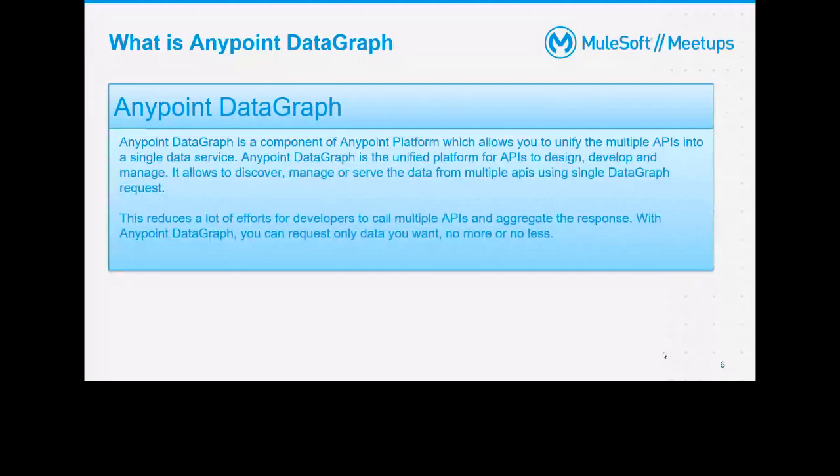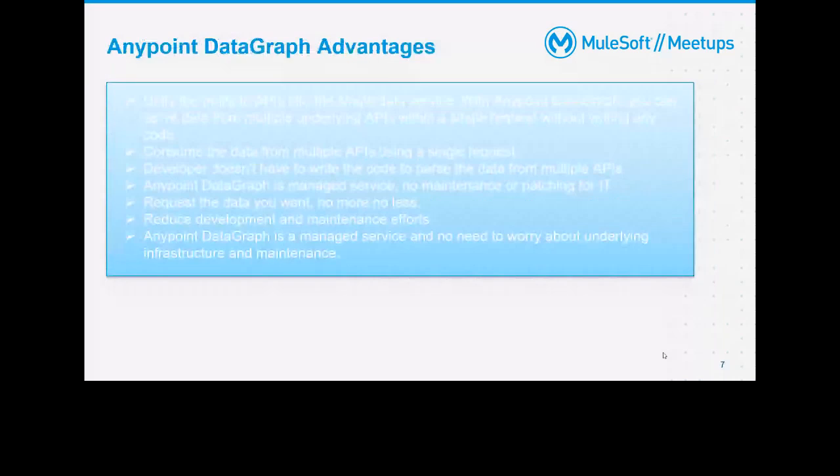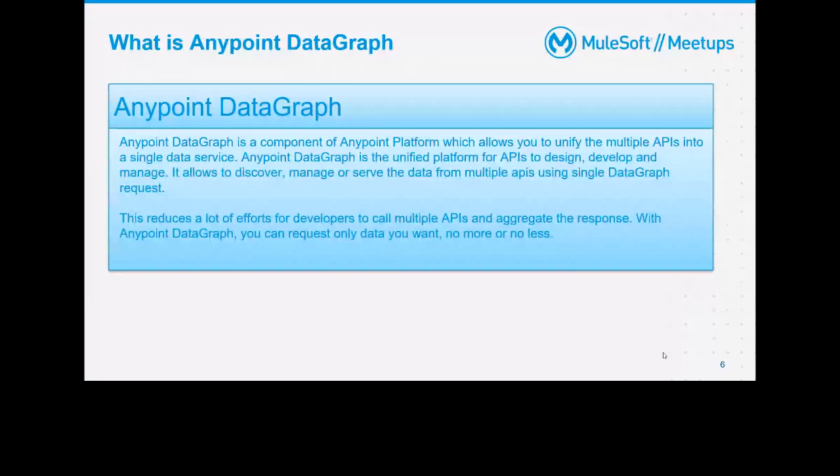Data Graph is a managed service, recently launched in 2021 by MuleSoft, which allows you to unify multiple APIs into a single data service. What does this mean? Anypoint Data Graph provides an endpoint, so you can send your query to that particular endpoint. From there, Anypoint Data Graph will automatically call all the required downstream APIs and collect the data. It will aggregate it and send it back to the consumer. That's why I'm saying it is a component of Anypoint Platform which allows you to unify multiple APIs into a single data service, right?